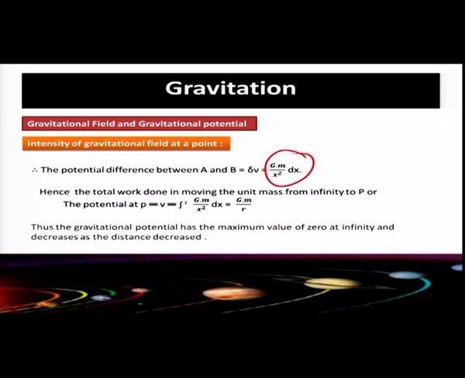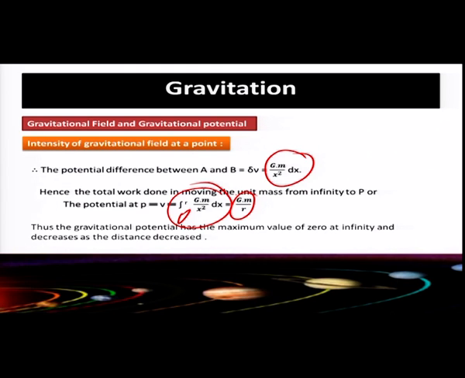Hence, the total work done in moving a unit mass from infinity is given by integrating this equation from 0 to r of Gm by x squared into dx. When you integrate, it is dx by x squared, x power minus 2 dx, and we will get Gm by r. Thus, the gravitational potential has the maximum value of 0 at infinity and decreases as the distance is decreased.